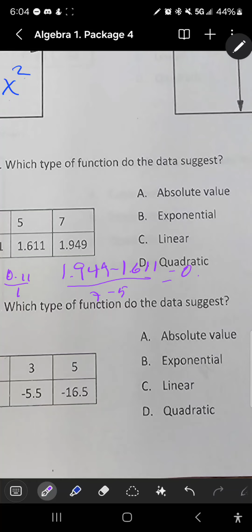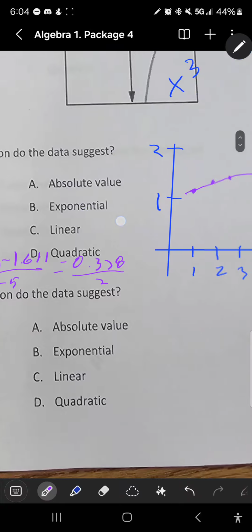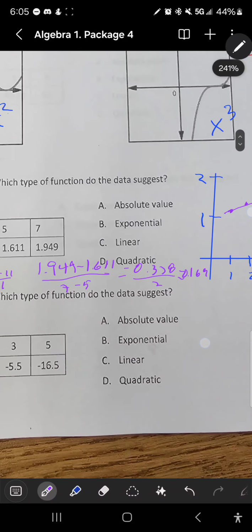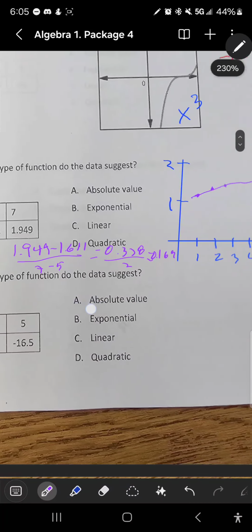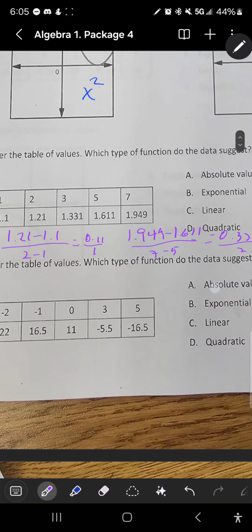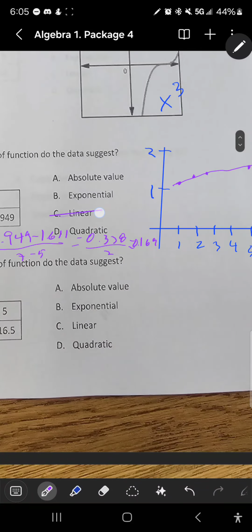So this equals 0.338 over 2, and this is 160, like 0.169, if I'm not mistaken. And as you can see, the slope is very different from one another, so it is not linear. It actually increases a bit. So we get out of linear. If it's not linear, it cannot be as a value.